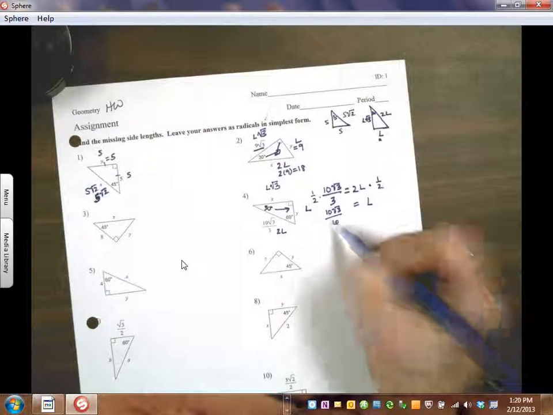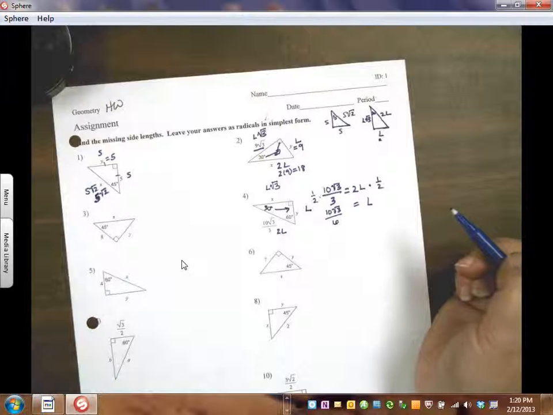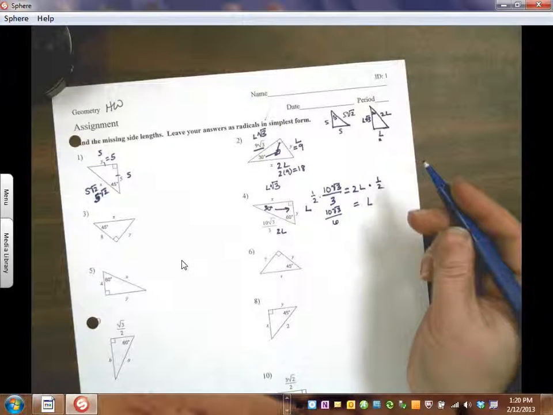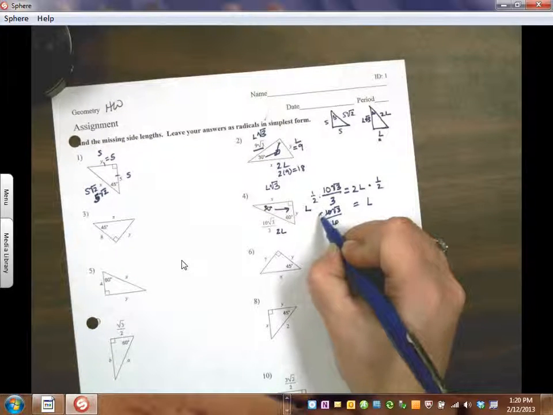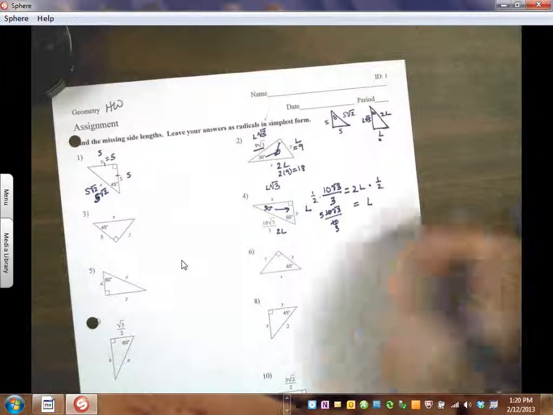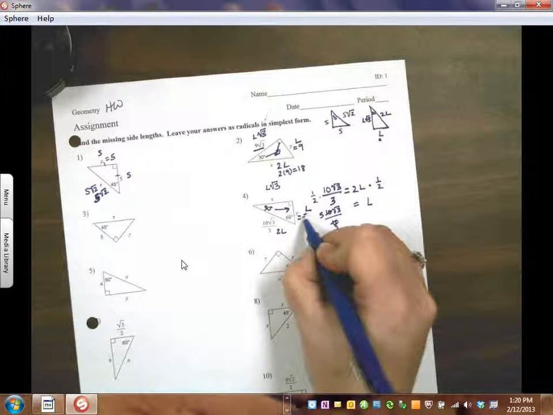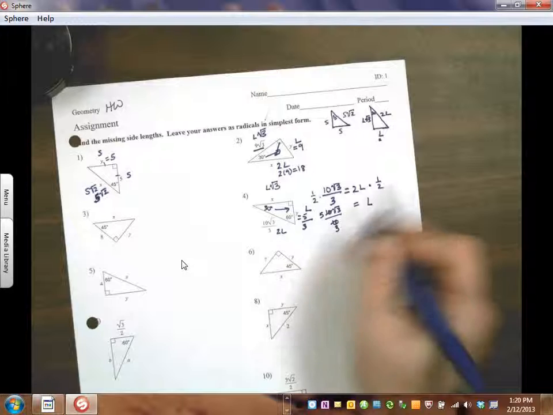Does that simplify? 10 over 6? Well, I could take 2 out of both. I know that would be 5/3. So I know this Y is 5/3 over root 3.